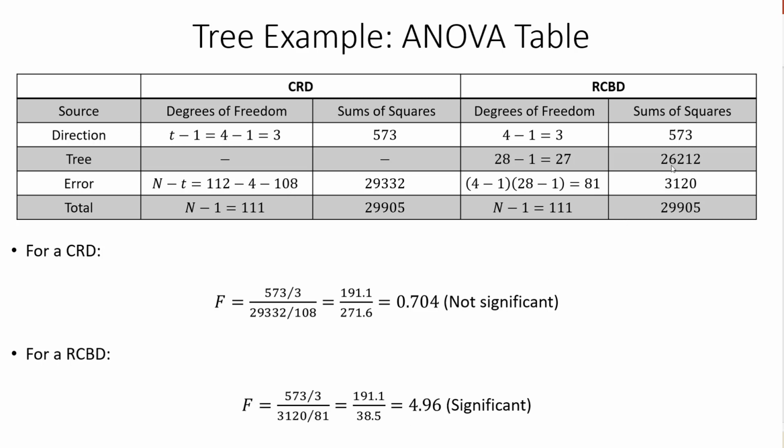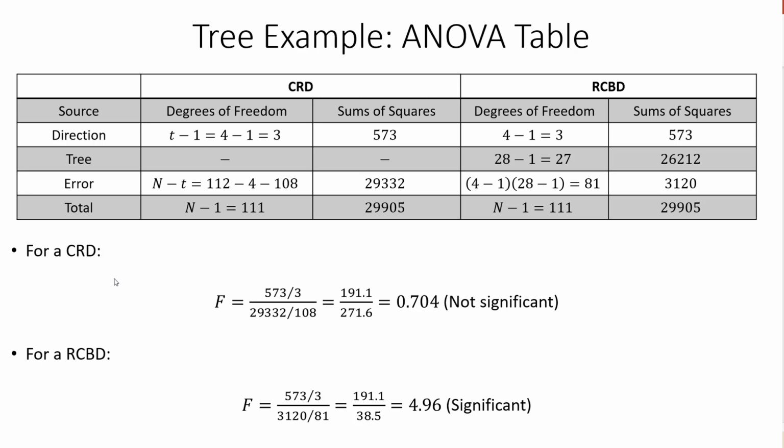But because the trees had such a large effect on what we saw, the error term got a lot smaller. So we go from a mean squared error of 272 to a mean squared error of about 39. And our test statistic becomes that much larger, from 0.7 to about 5, which would be statistically significant.